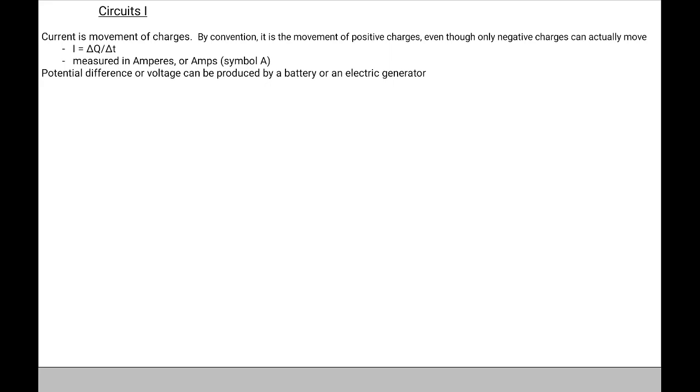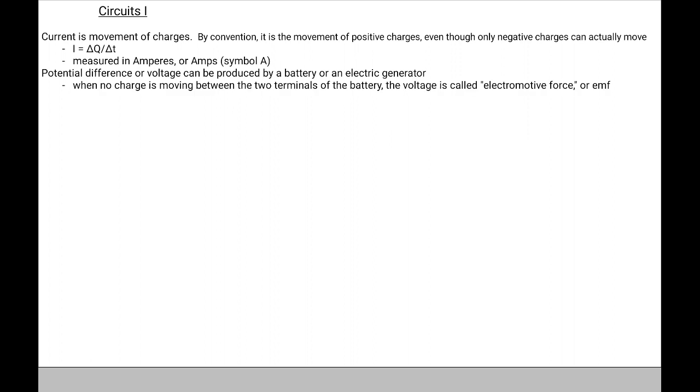Another term is that of potential difference or voltage, and we've encountered that in an earlier video. So voltage can be produced by a battery or an electric generator. If it is a battery, then the type of current that it produces is direct current, so it only flows in one direction. If it is produced by an electric generator, that will become an alternating current because the direction changes with a certain frequency.